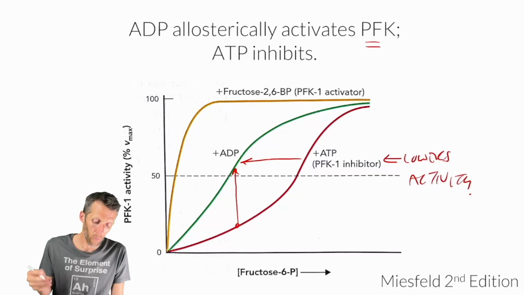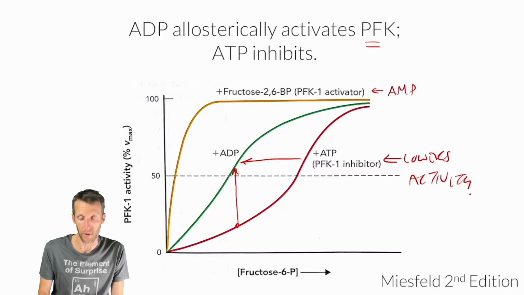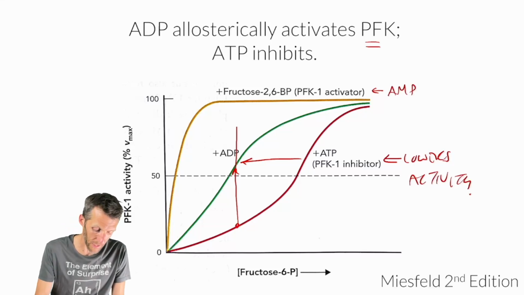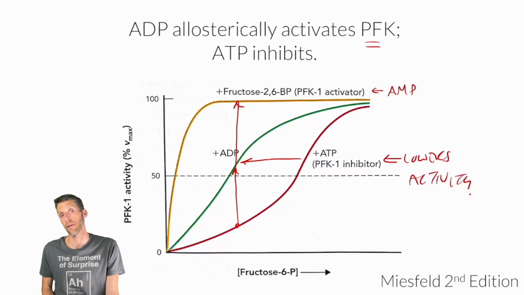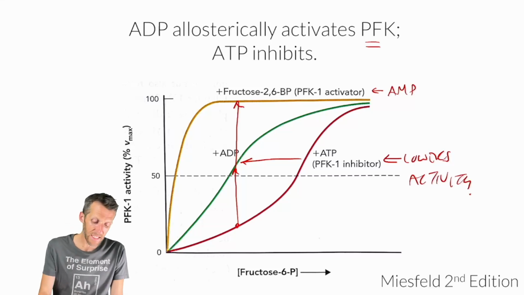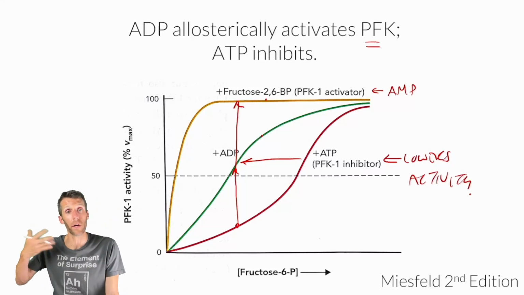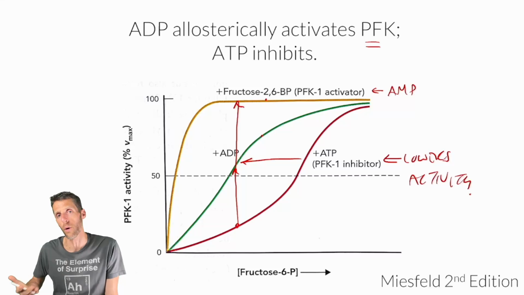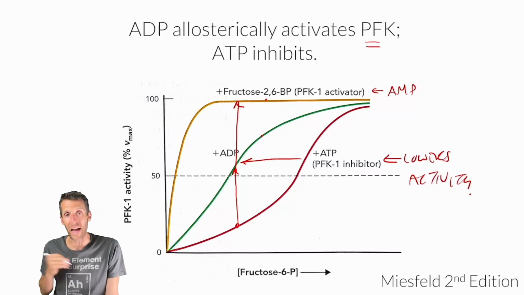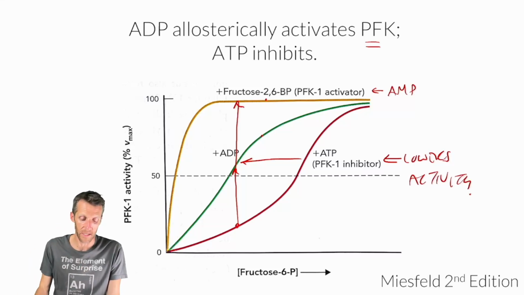Then finally, we'll talk in detail about this mechanism later, but it turns out fructose 2,6-bisphosphate is basically a direct readout of AMP concentrations, or it's related to AMP concentrations. It will drive it all the way forward. So both ADP and AMP, low energy molecules, uncharged forms of the ATP currency, activate this enzyme, where ATP inhibits it.